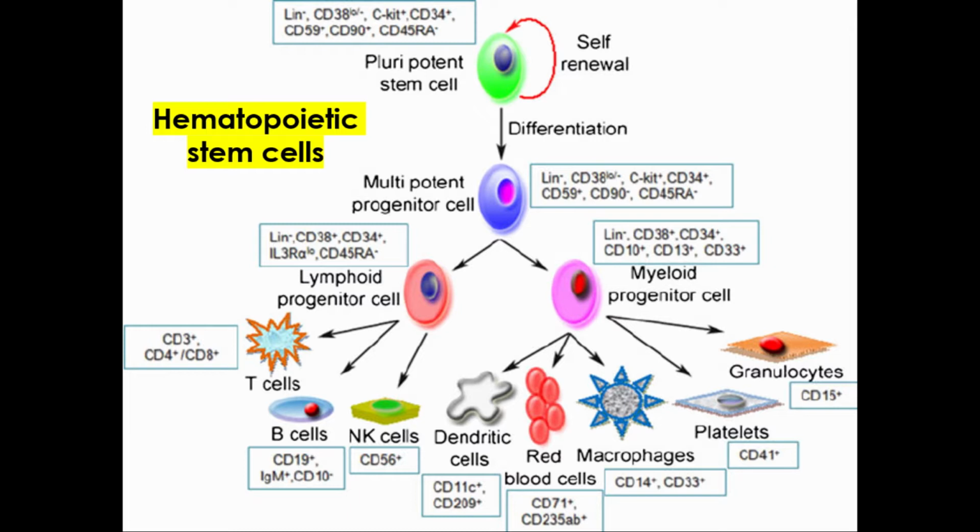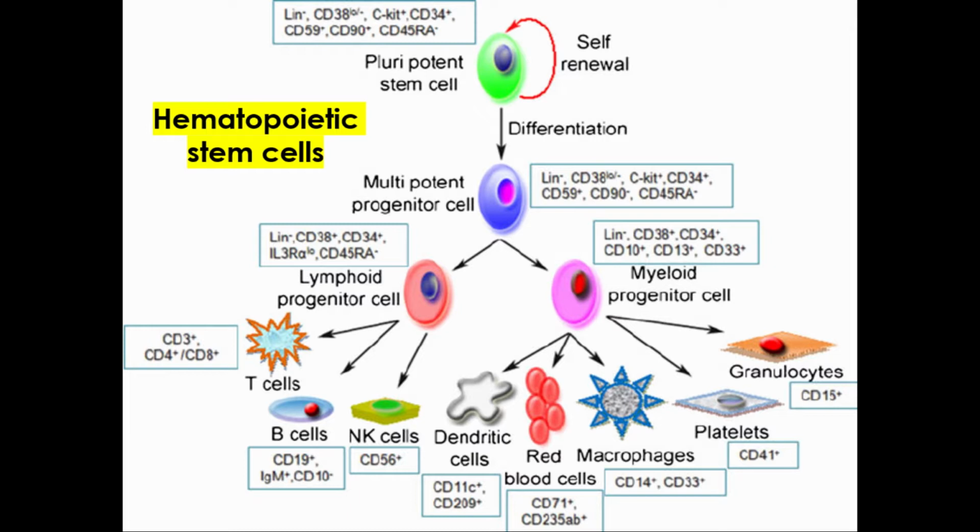Let's have a look at the first slide, which you can see is labeled as hematopoietic stem cells. We want to define what is hematopoiesis. It's a process by which all mature blood cells are produced. And this hematopoiesis occurs in the bone marrow.